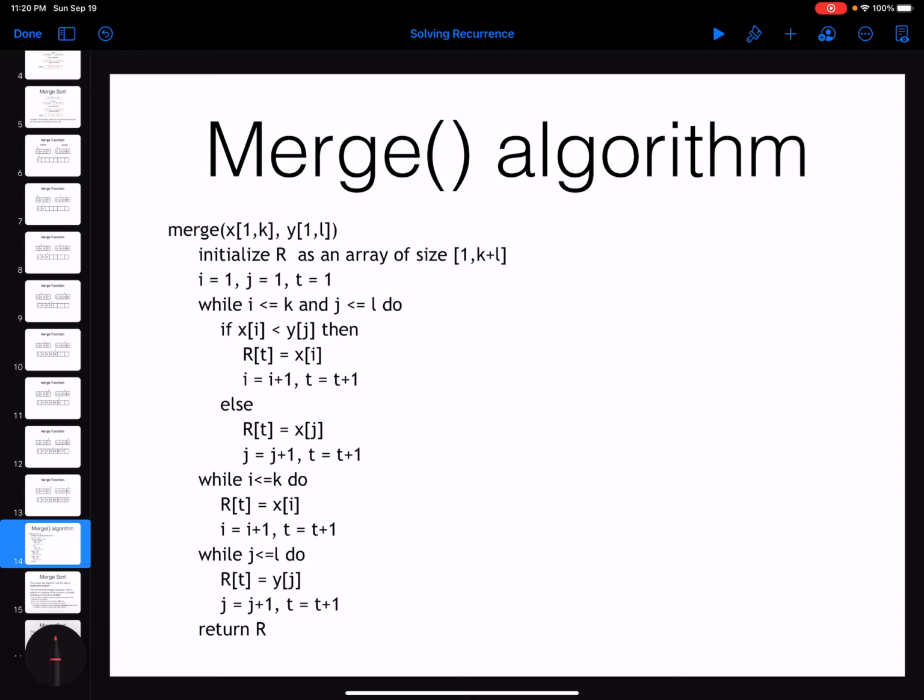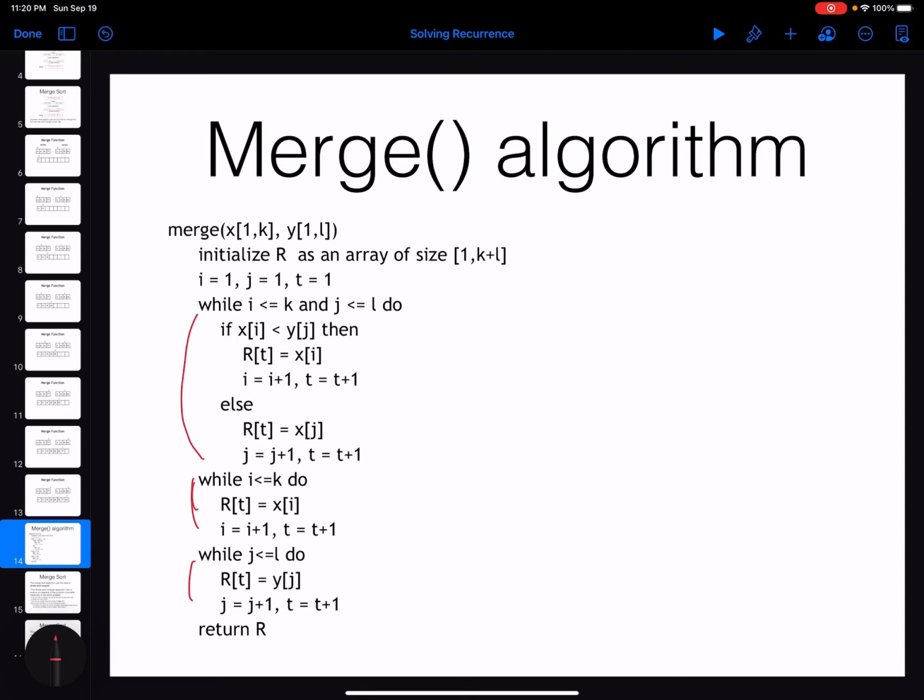Here is a simple algorithm for merging two sub-arrays, and you can verify that the time complexity is going to be linear, O of n. You have this loop which is doing the main work, comparing two items from two sub-arrays and each time copying the smaller one to the new array.